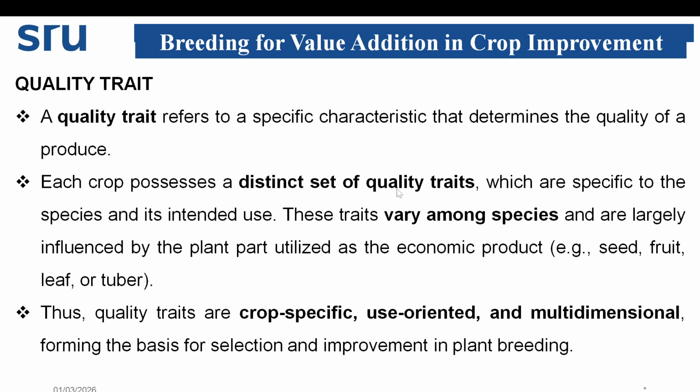So each crop possesses a distinct set of quality traits which are specific to the species and its intended use. So these traits vary among species and are largely influenced by the plant part utilized as economic product, for example, seed, fruit, leaf or tuber. So thus the quality traits are crop specific, use oriented and multidimensional, forming the basis for selection and improvement in plant breeding.